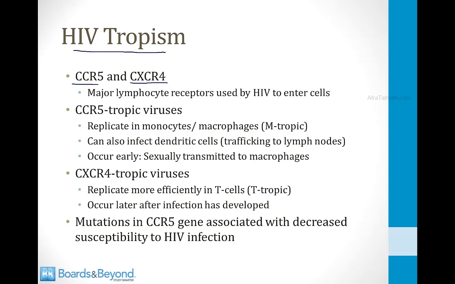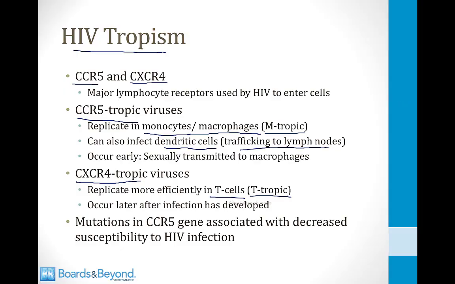So some virus particles are called CCR5 tropic, and these virus particles tend to replicate predominantly in monocytes and macrophages. They're sometimes also called M-tropic virus particles. CCR5 tropic viruses can also infect dendritic cells and use the dendritic cells to traffic to lymph nodes. The other type of virus particle is called CXCR4 tropic, and these types replicate more efficiently in T cells. They're sometimes called T-tropic viruses.